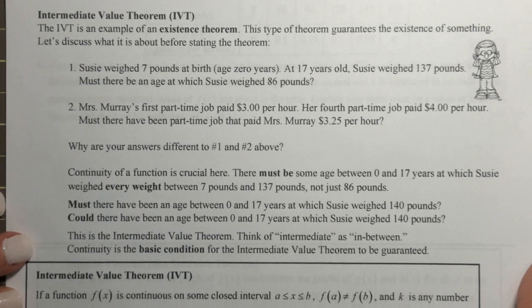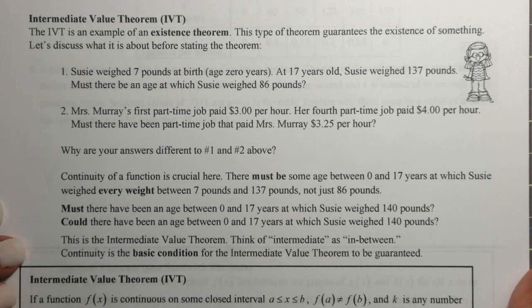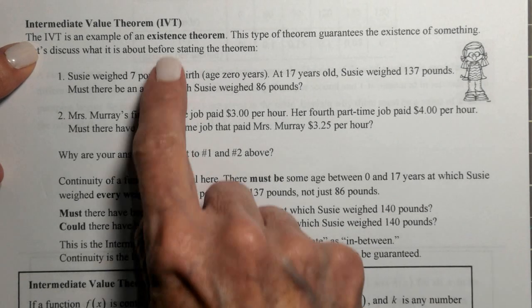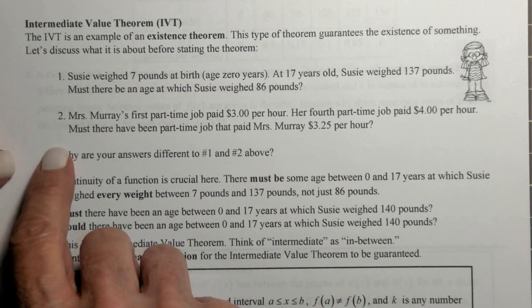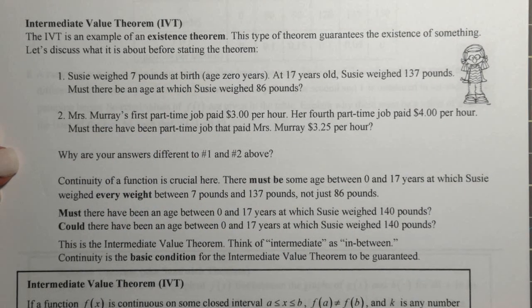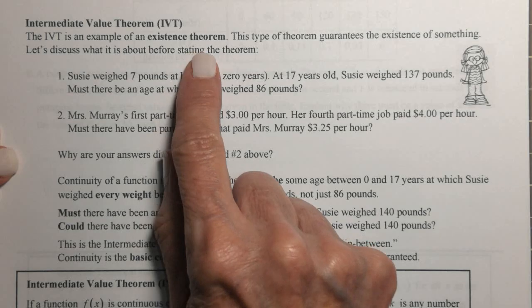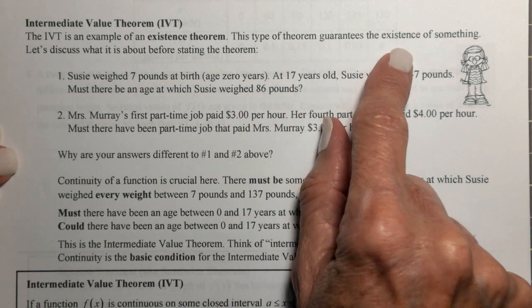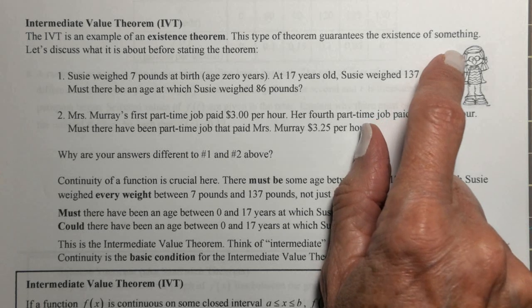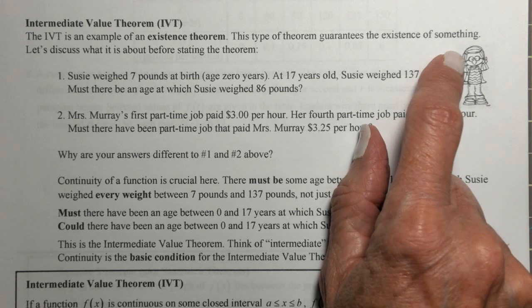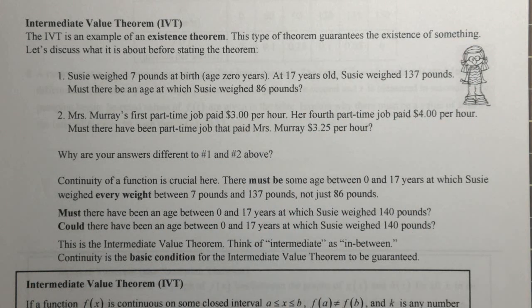Okay, let's now talk about the intermediate value theorem, IVT. The IVT is an example of an existence theorem. We are going to get 3 existence theorems in this course. This is our first one. This type of theorem guarantees the existence of something. In all 3 cases, it guarantees the existence of a value of x. So, before I get into that, I want to make this make sense to you because IVT is extremely logical.